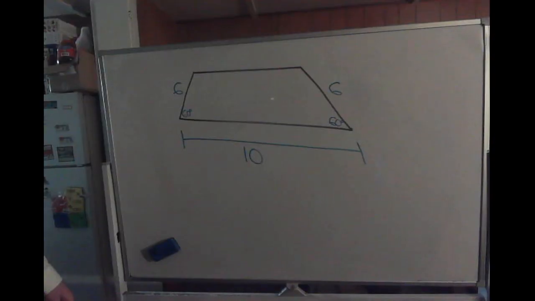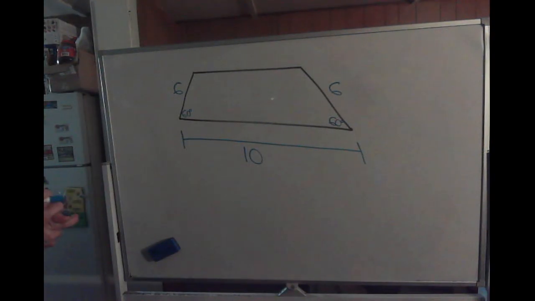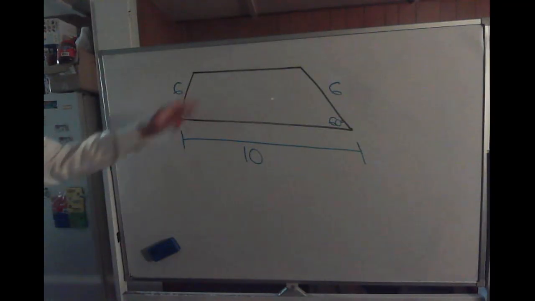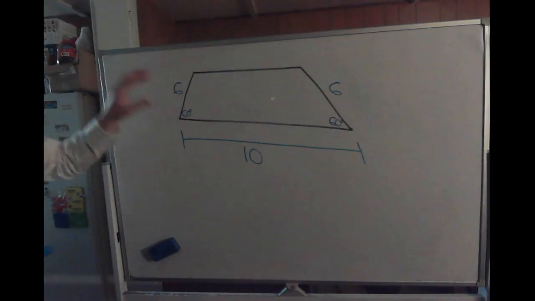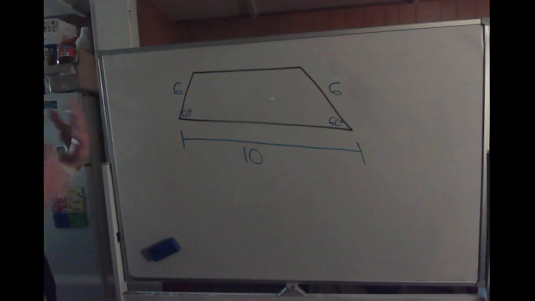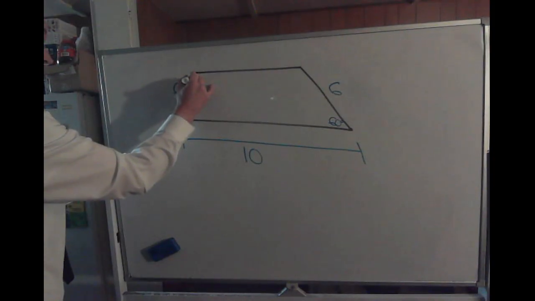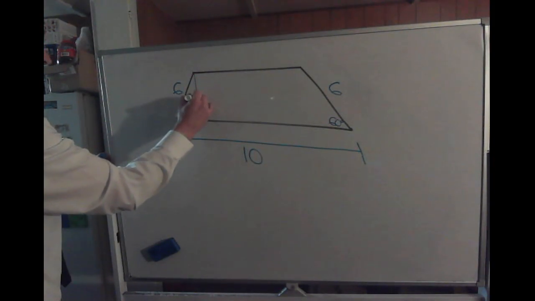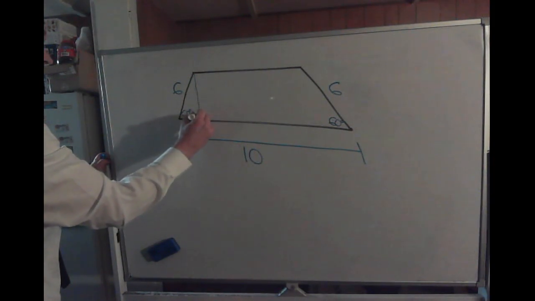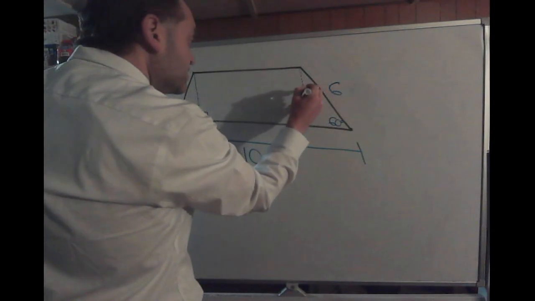So now what we're going to have to do this time is set up a couple of right triangles in order to figure out the height, and ultimately to figure out the length of the top base. We don't know the height or the top base, but let's set up a couple right triangles here, okay? We'll do one right over here too.